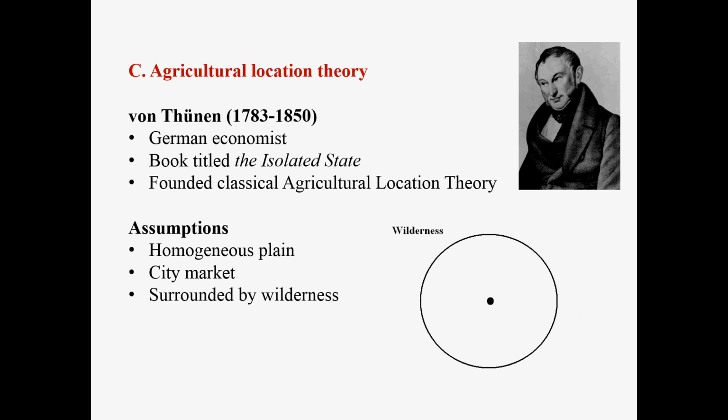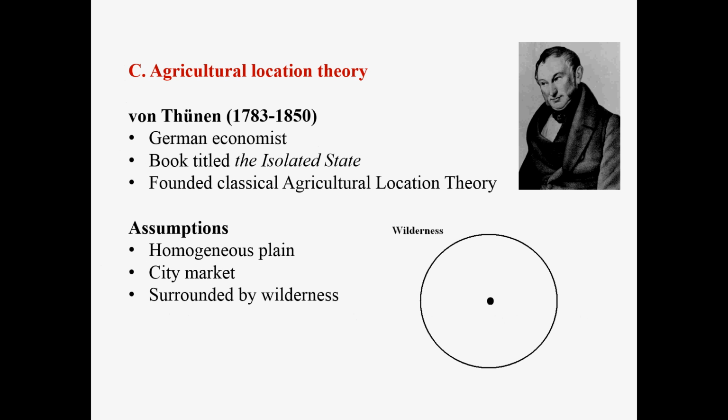In his agricultural location theory, there are some important assumptions. One is that we have this homogeneous plane. That is, everything on this plane is of the same quality, same fertility, same moisture, same temperature, and farmers also have the same skill, same knowledge, same information. Everything is the same.